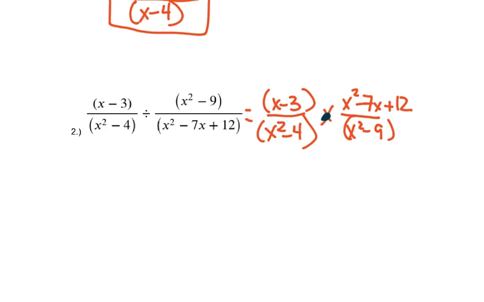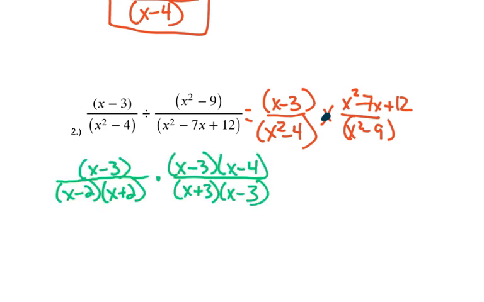So let's factor this out, and voila, there are all our factors. The x squared minus 4 became x plus 2, x minus 2. Our x squared minus 7x plus 12 is x minus 3, x minus 4. And our difference of two squares becomes x plus 3 and x minus 3.